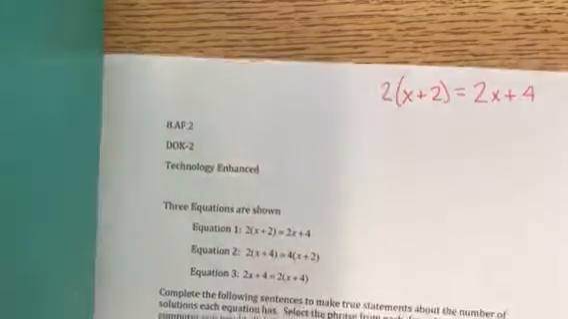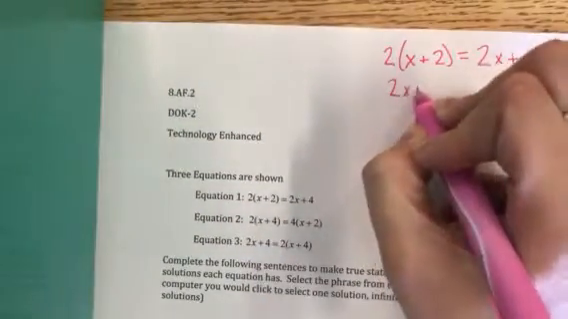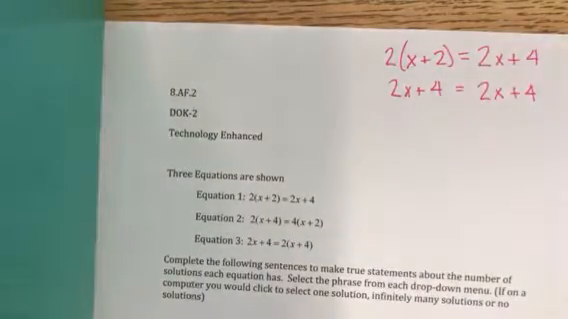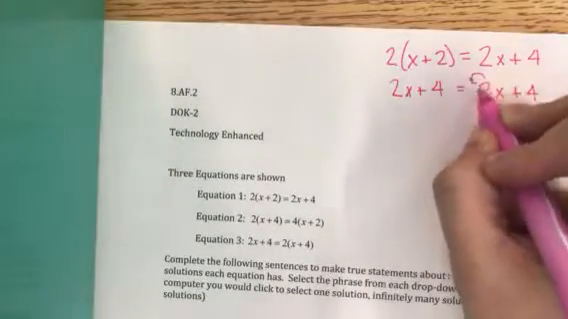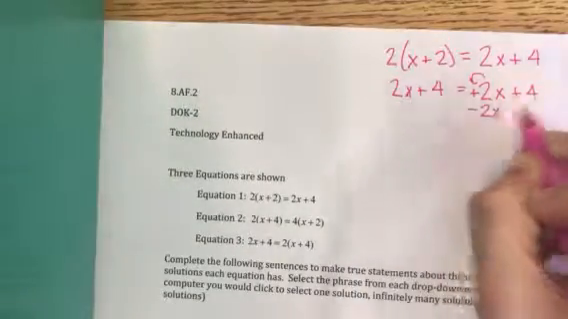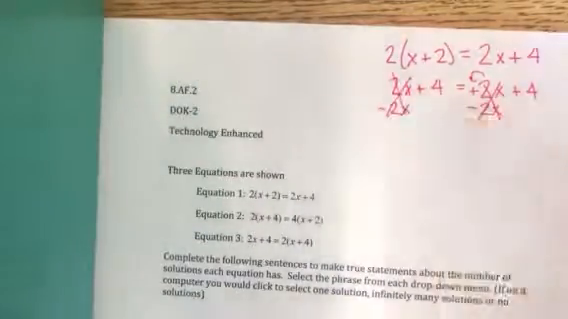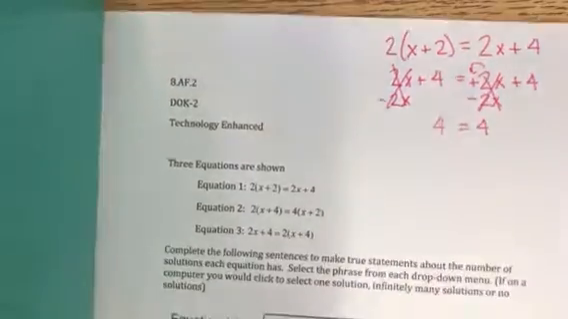Okay, so if we want to solve this, I'm guessing that the majority of you chose to distribute first. So we'd say 2x plus 4 equals 2x plus 4. Okay, we'll get our variables together. So we'll move a positive 2x by subtracting 2x. So our 2x's are going to cancel. And this will leave us with the statement 4 equals 4.